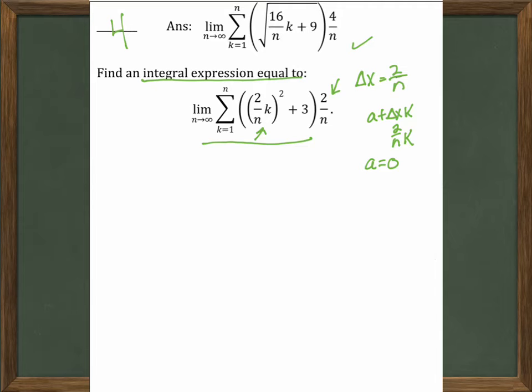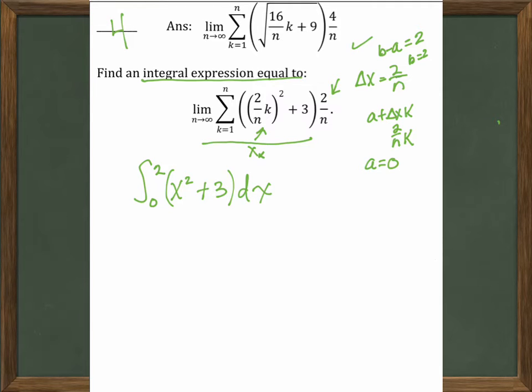So, okay, that means if a is 0, then b minus a has to be 2. So that means b is equal to 2 if a is 0. So I know my integral is from 0 to 2. This is my x, right, my xk. So just put an x in there instead of 2 over nk. So this would be x squared plus 3 dx. So that way is even easier to write.